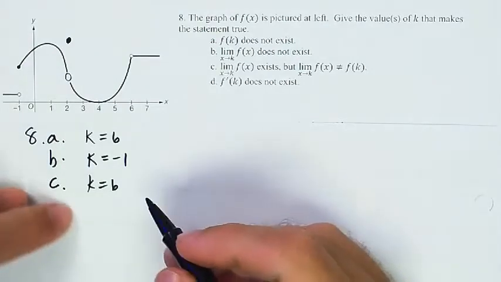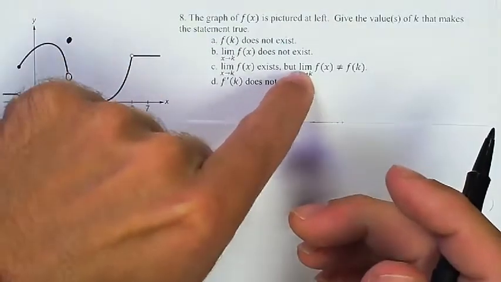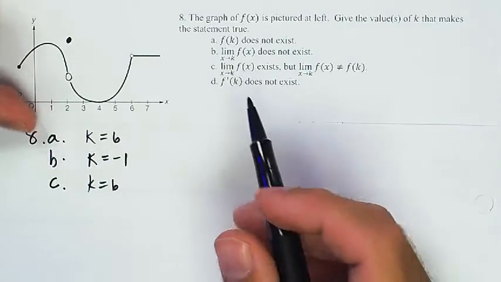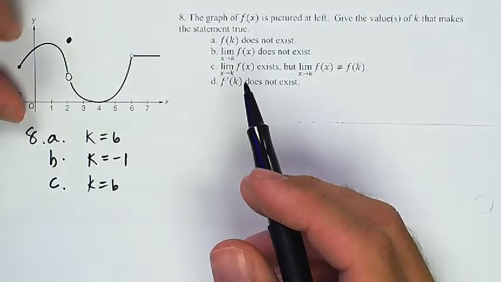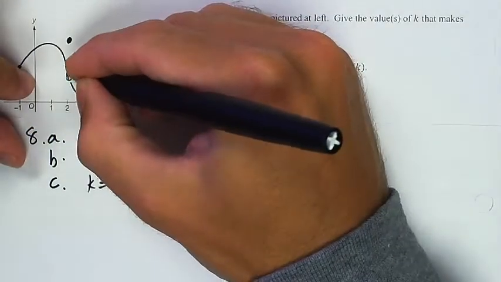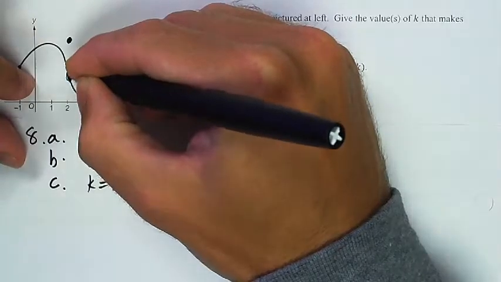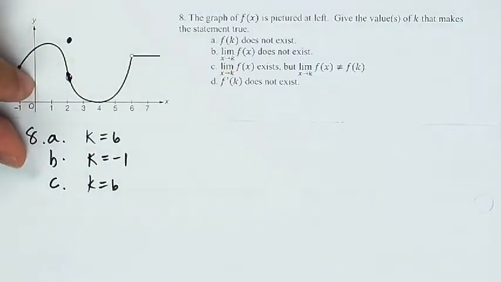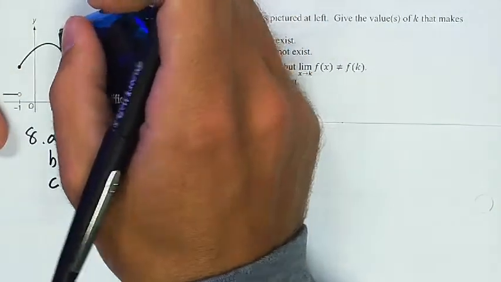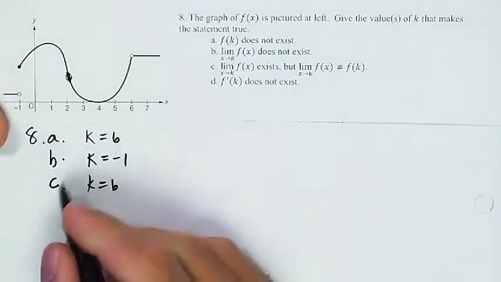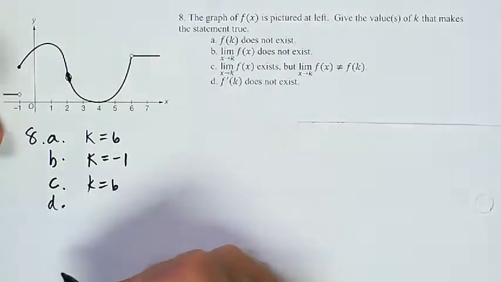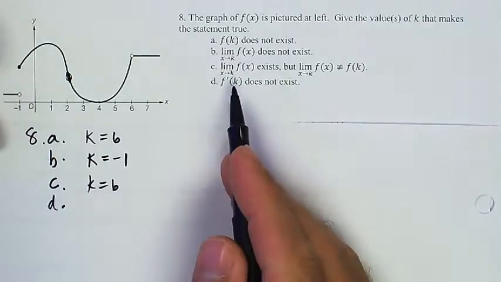In that case, then we would add k equals 2 to this list as well. Okay? But that was not the way that the graph looked, actually, so I'm going to just go back to the way it was, and for part D, because I don't want anybody to be confused. Okay, for part D, f prime does not exist.